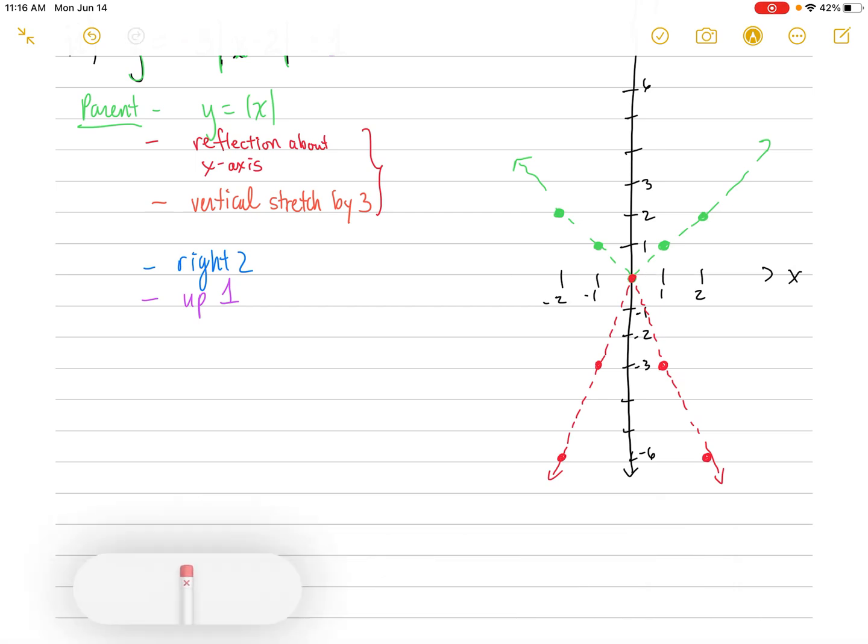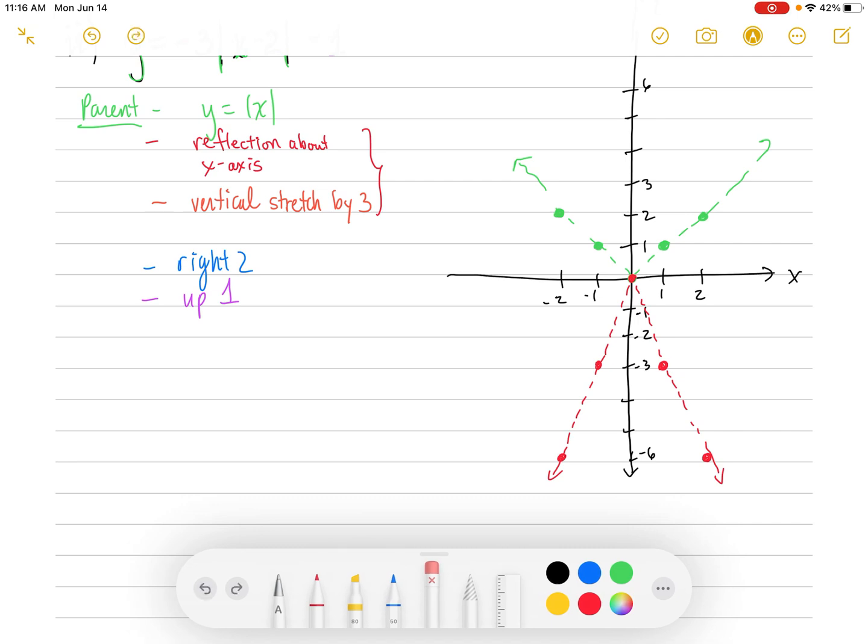Okay, so the next thing I want to do, I want to shift things right 2. So I'm going to make 2 more marks on my x-axis. So I'm going to shift everything over by 2 to the right. Let's start with the rightmost point, (2, -6). (2, -6) is going to shift right to (4, -6). (1, -3) is going to shift right to (3, -3). (0, 0) is just going to shift right to (2, 0).